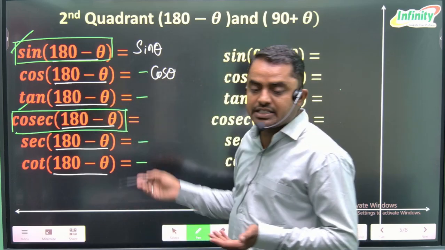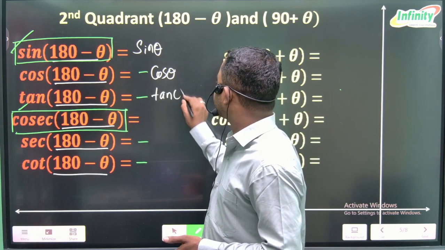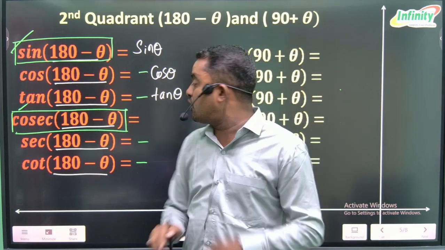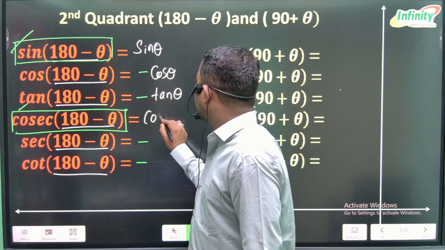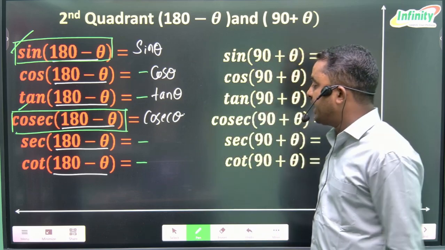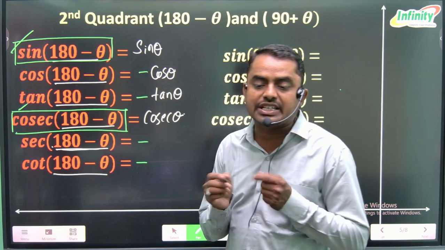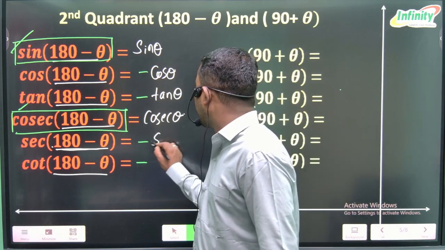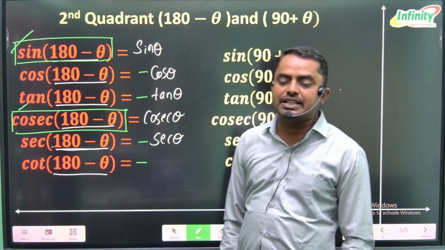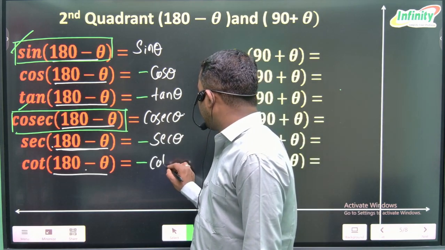Tan 180 minus theta: tan is also negative in the second quadrant, that is minus tan theta. Cosec 180 minus theta: cosec is positive in the second quadrant. Here it will become plus cosec theta. No need to write the plus sign here; it will be plus by default. Sec 180 minus theta: sec is negative in the second quadrant, so minus sec theta. Now cot 180 minus theta, cot is also negative, so minus cot theta.